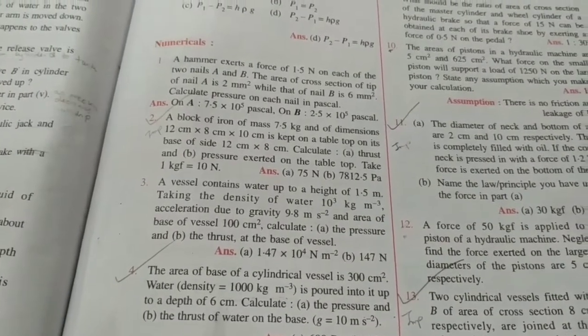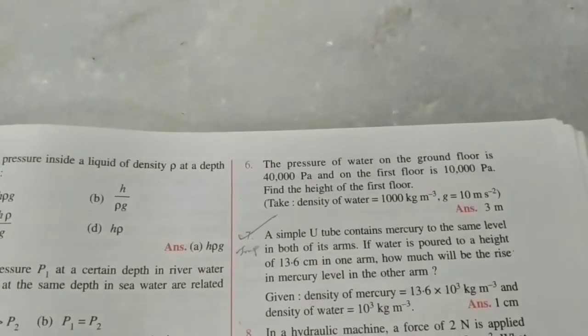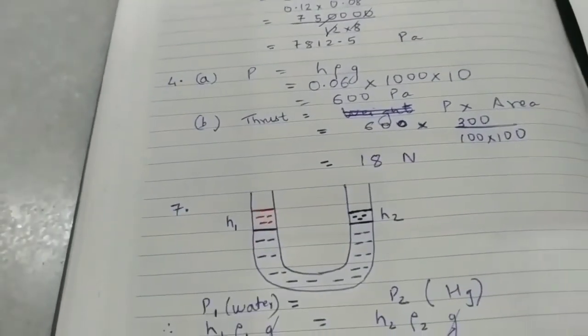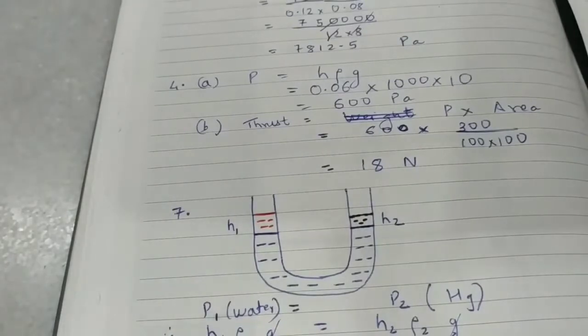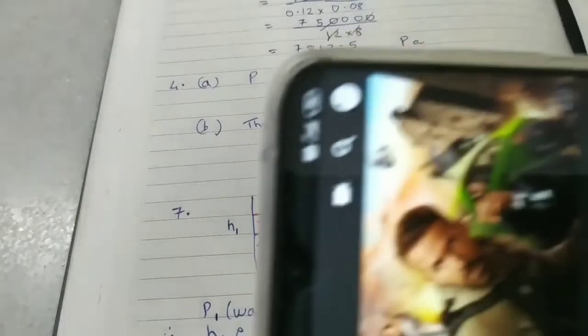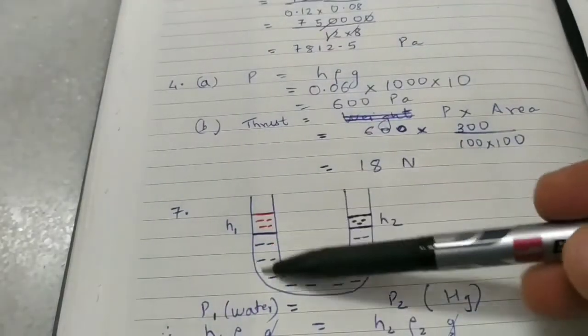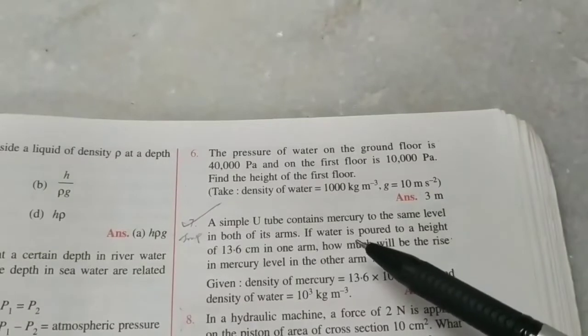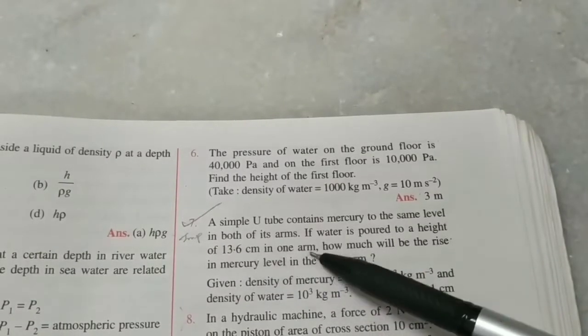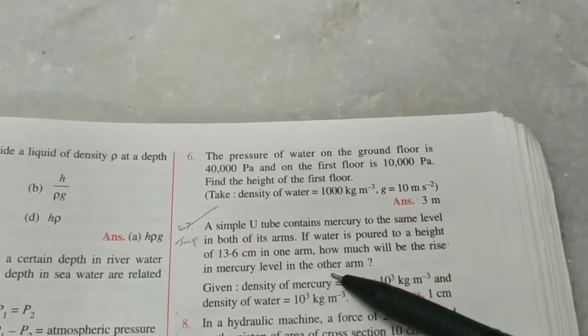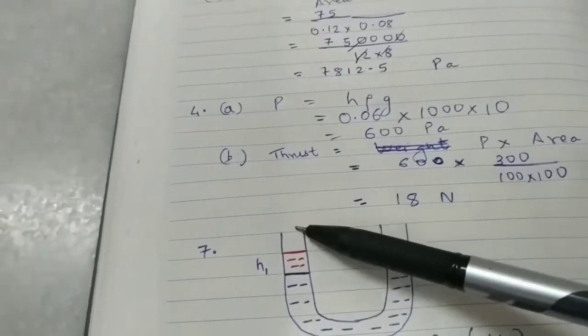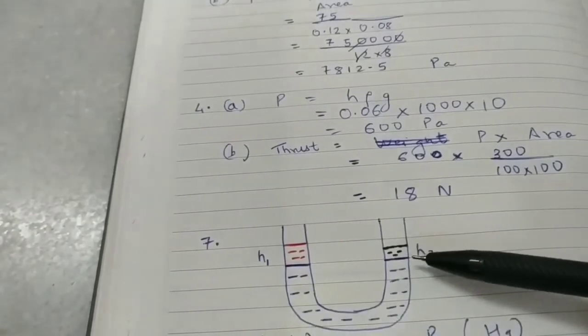Next, seventh sum. A simple U-tube. Yeah, a simple U-tube looks like this. What do you mean by simple U-tube? Well, this is just to differentiate between a simple U-tube and a more complicated U-tube like this one. This is a complicated U-tube, but this is a simple U-tube. So it had mercury, so initially the mercury levels were the same in both the arms. If water is poured to a height of 13.6 centimeters in one arm, how much will the rise in mercury level be in the other arm? So obviously if I pour some water on one arm, then it will push the mercury onto the other arm. But by how much height will it rise?